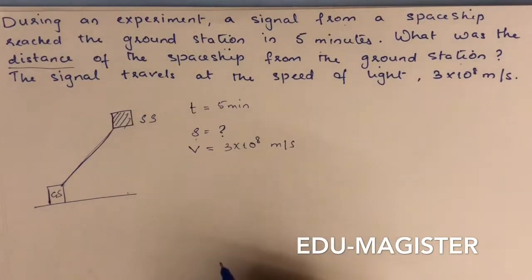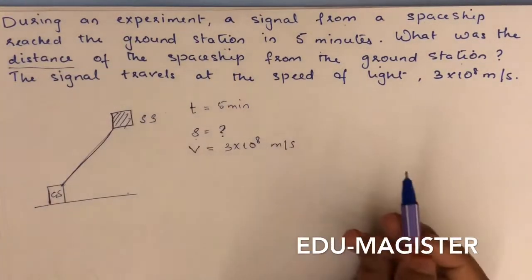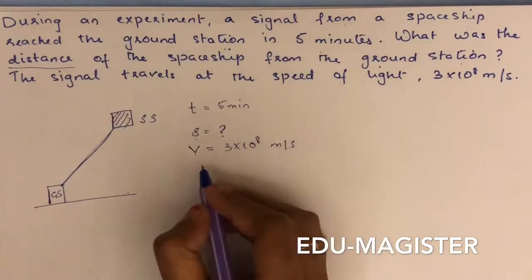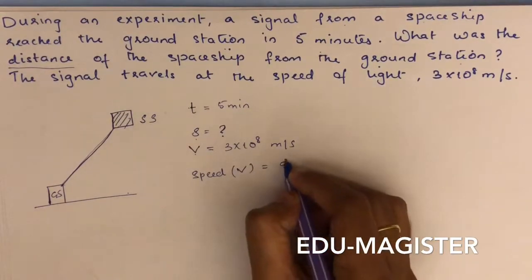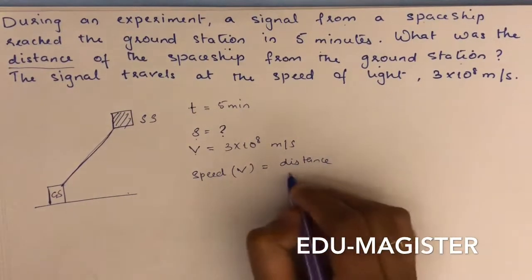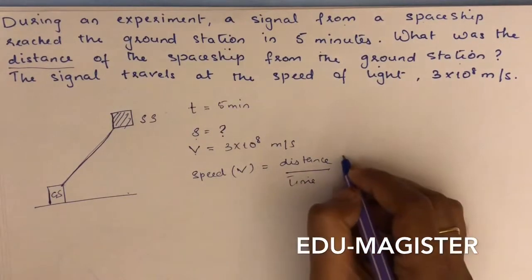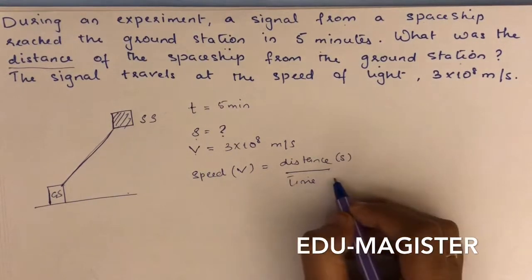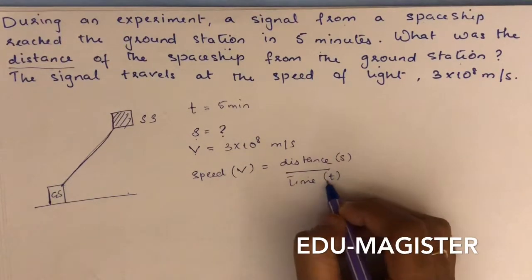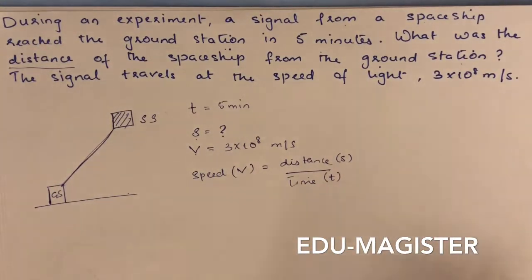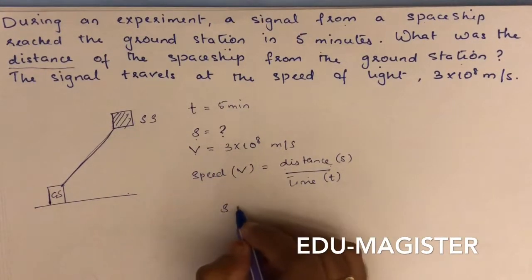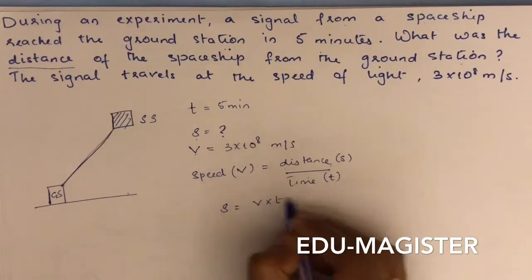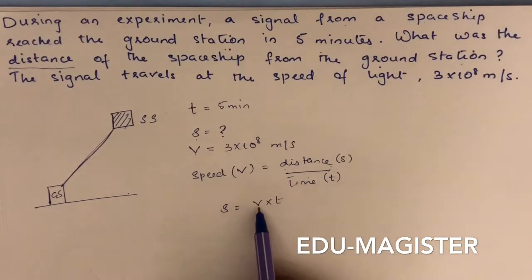So in order to calculate distance from speed and time, we can use this formula. Speed V is equal to distance by time. Distance is denoted by S and time is denoted by T. Alright, so here in this question they are asking us to find distance. So let's rewrite this equation as S is equal to V into T. And we have V and we have T. So we can directly use this formula.